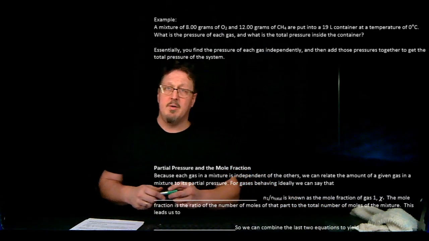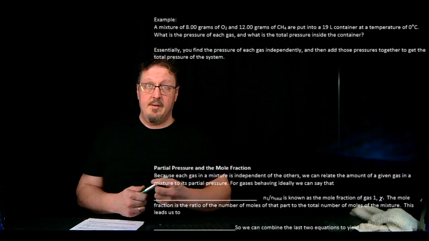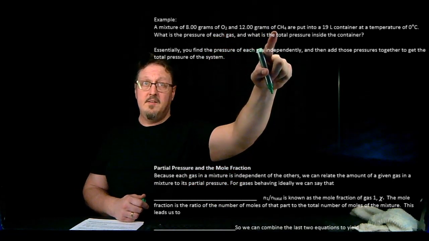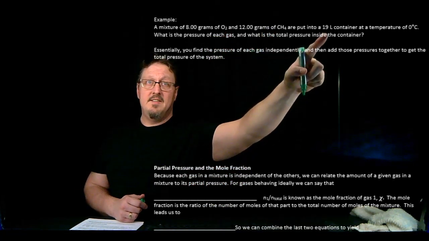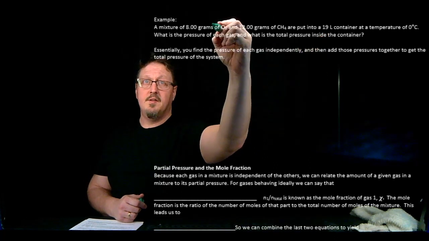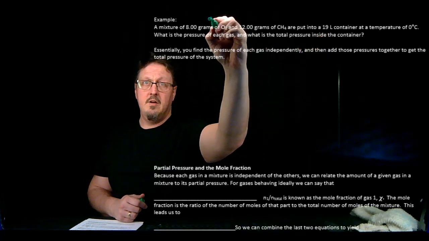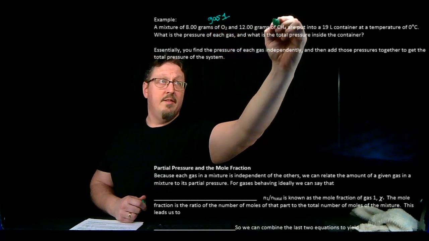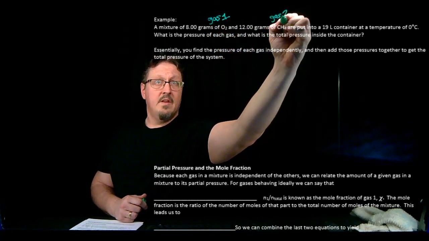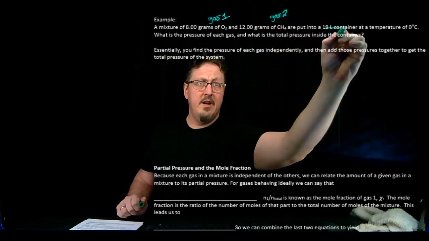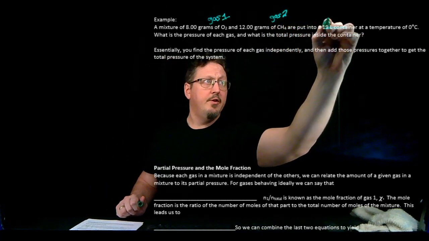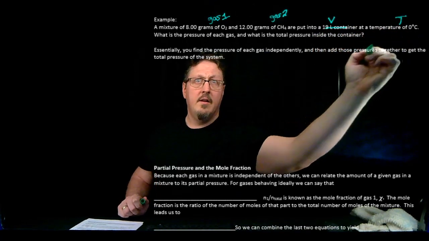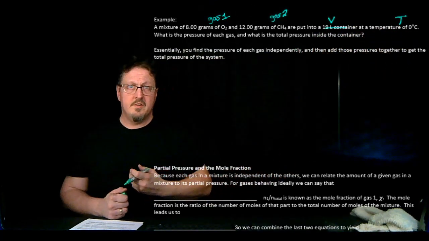We're going to talk about a mixture of gases today. 8 grams of oxygen and 12 grams of methane, CH4, are put into a 19-liter container. I'm going to call oxygen gas 1, and methane gas 2. I have a volume right here, 19 liters, and I have a temperature here. And we want to know the total pressure of this system.